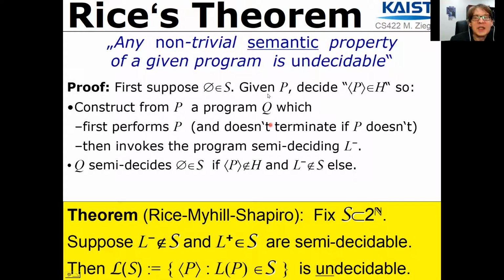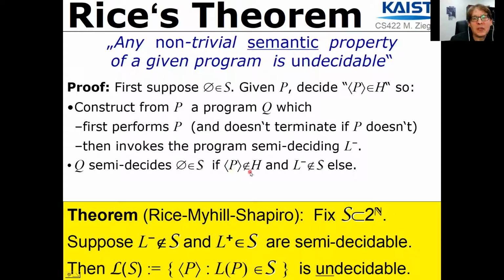Now we can easily see that the newly constructed program Q semi-decides L minus if the program P does terminate, whereas if the program P does not terminate, then the newly constructed program Q will never get to invoke the program semi-deciding L minus, and therefore will never terminate. That never terminating means semi-deciding the empty set. So to summarize, the newly constructed program Q semi-decides the empty set, never terminates.